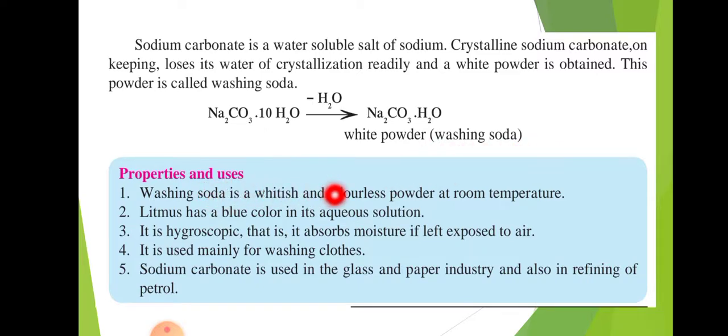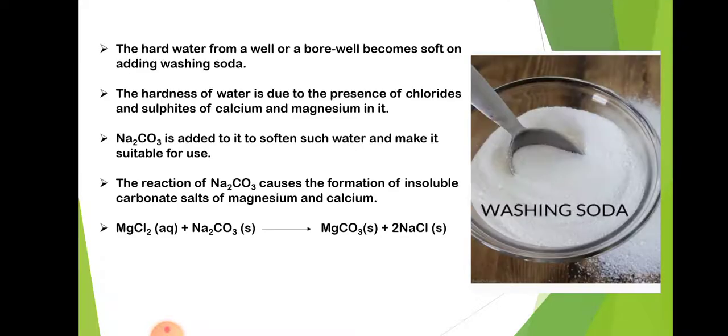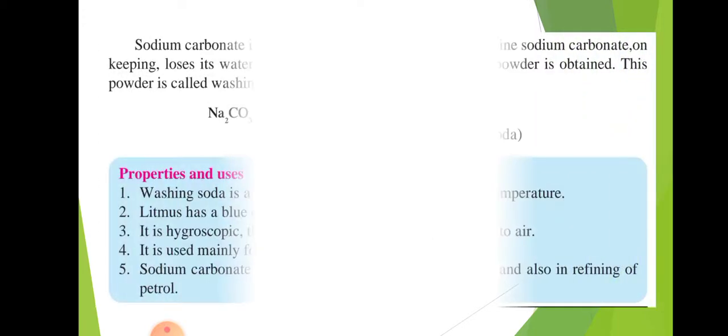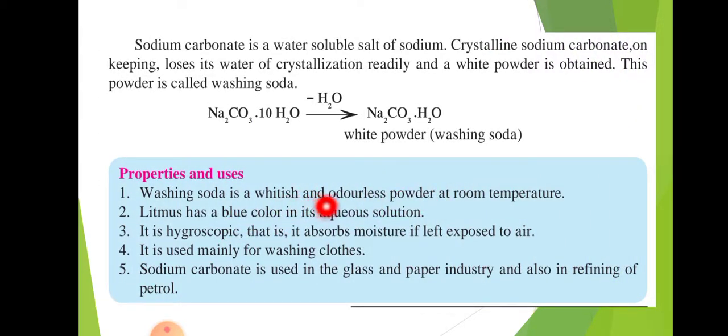So what are the properties and uses of this washing soda? It is a whitish and odorless powder. Okay, यहाँ पे देखा सबने whitish color powder है ये. You all know that, you have observed in your daily life at your home. Yes, so it is a whitish and odorless powder at room temperature. Litmus has a blue color in its aqueous solution, and here you can see it is hygroscopic. मतलब क्या? It absorbs moisture if left exposed to air. जब air को exposed करेंगे तो वो जो है वो moisture को absorb करने में use होता है.